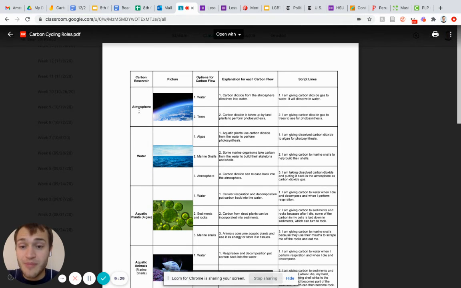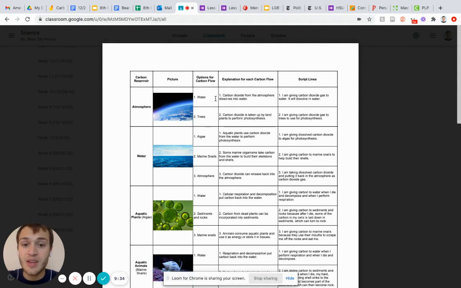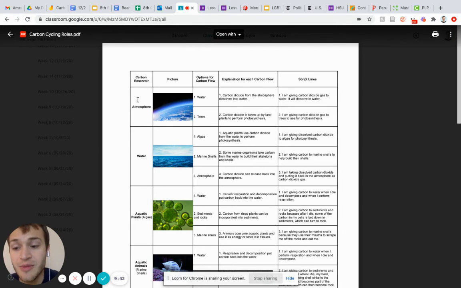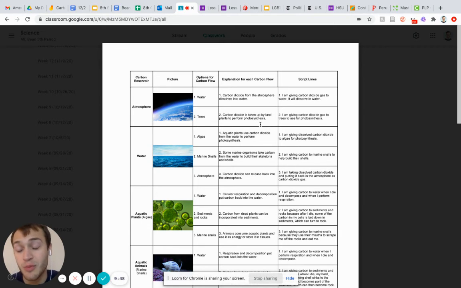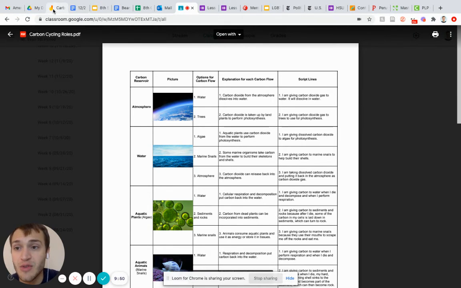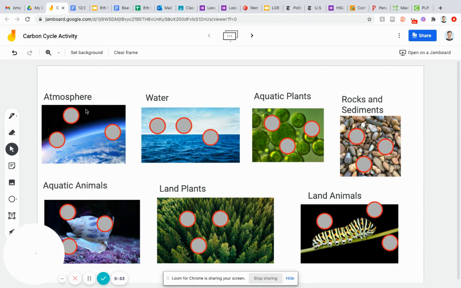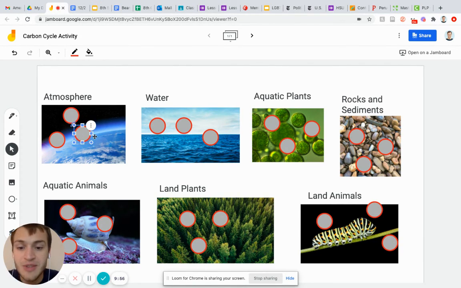the atmosphere. Atmosphere can move carbon to water because carbon dioxide from the atmosphere dissolves into water. Probably didn't know that, but it dissolves into water. Or carbon from the atmosphere can go into trees because carbon dioxide is taken up by land plants in order to perform photosynthesis. So for both of these things, we could move 1 carbon from the atmosphere to land plants, because again, land plants take in carbon dioxide to do photosynthesis. And we could also move 1 carbon from the atmosphere to water, because carbon dioxide gets dissolved in water.